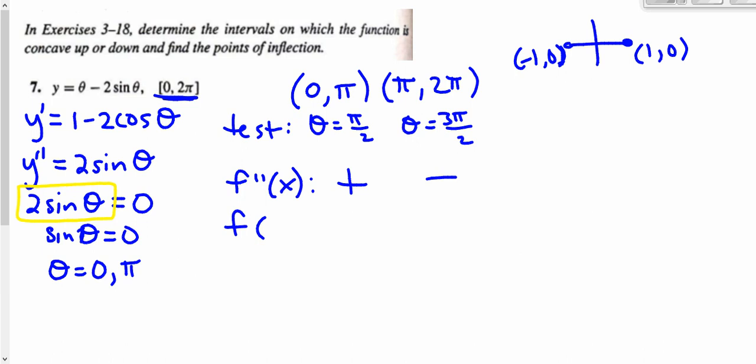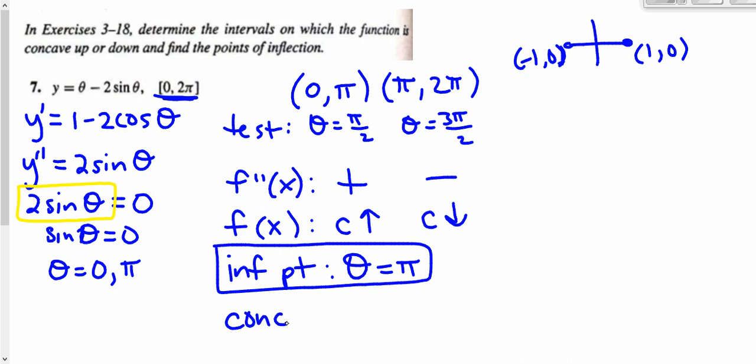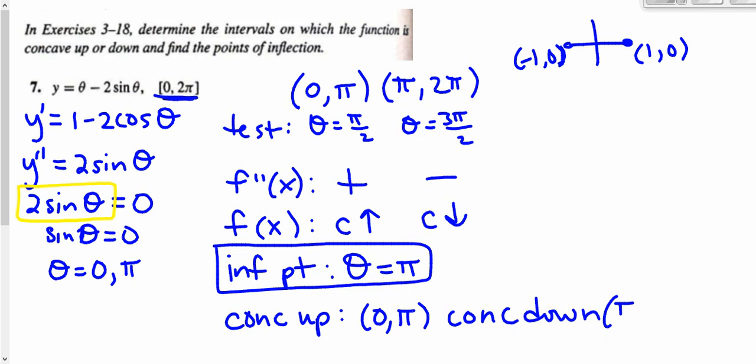So what does that tell us about f? That tells us that f is concave up and then f is concave down. And that tells us that we do have a point of inflection at theta equals pi. I wouldn't count 0 because that was the starting point of our interval. And then we'll just give our intervals of concavity. Concave up from 0 to pi. Concave down from pi to 2 pi.